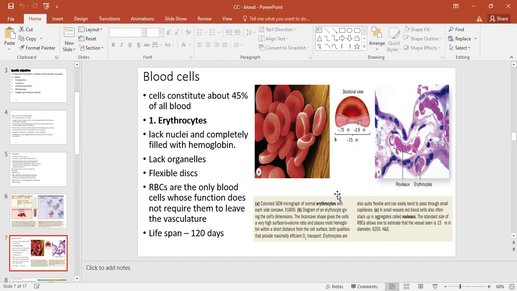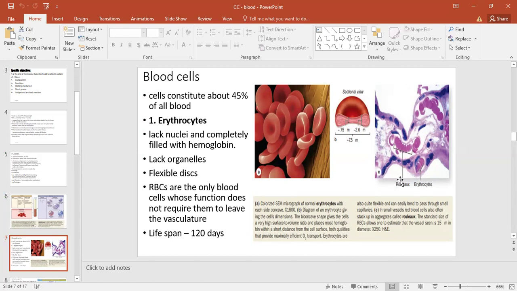They do not move from blood to the extravascular spaces. They are the only cells that will stay inside the intravascular spaces. They never go out. Their lifespan is 120 days.